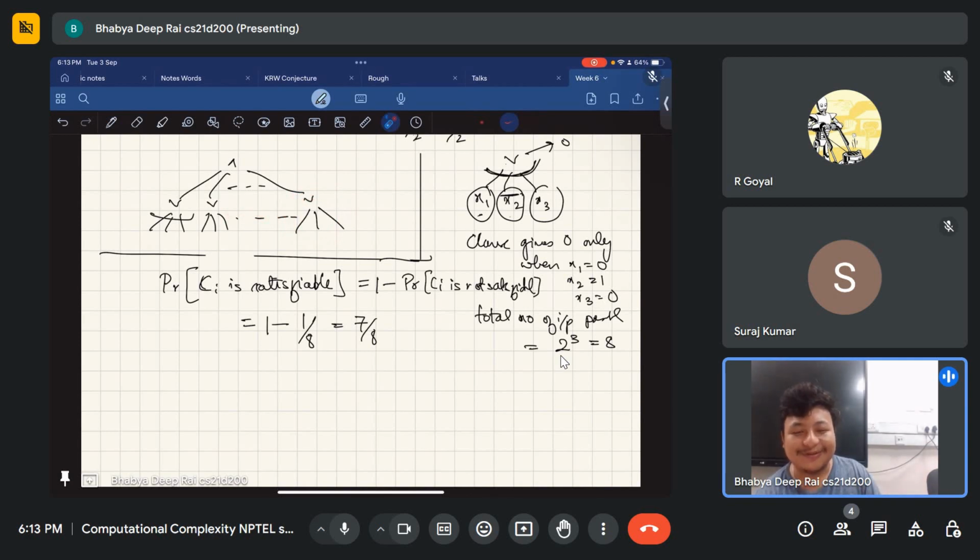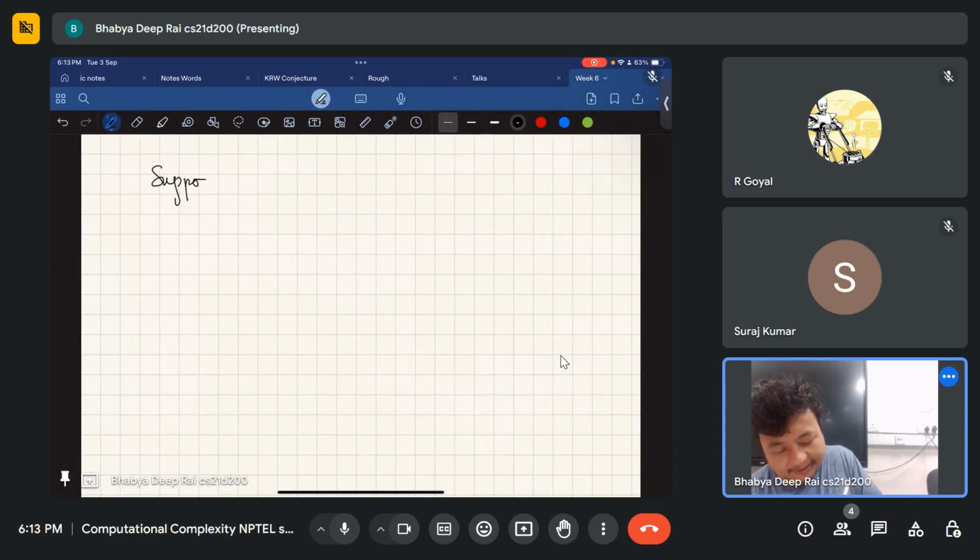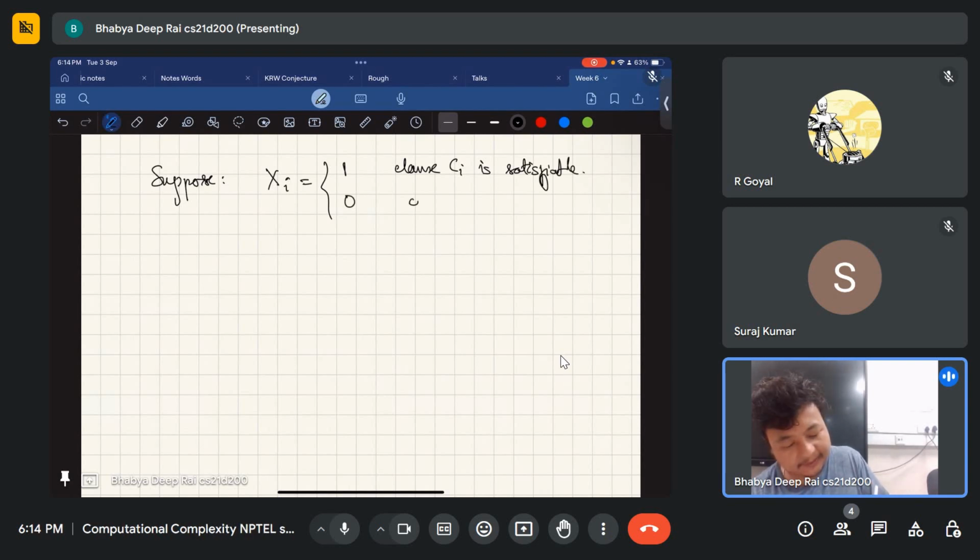Now, the question is what fraction of them will get satisfied. Let's do it formally. Suppose I define a random variable Xi that is 1 if clause Ci is satisfied, and 0 otherwise. Getting it? This is the random variable that says Ci is satisfied. What they are asking is, on average, how many? So we want the expectation of the number of satisfiable clauses.